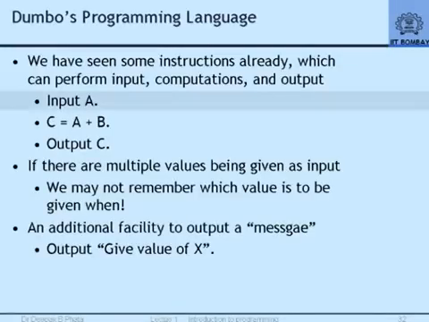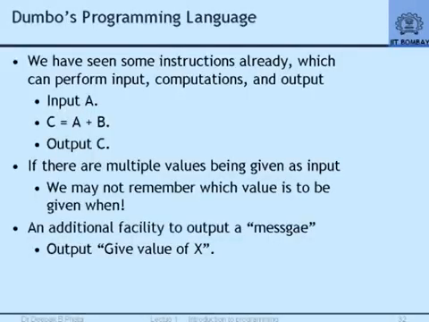But we will write it using the programming language that we have defined so far. What was it? Input A is one instruction. C is equal to A plus B is another type of instruction. Output C is third type of instruction. Of course, these three instructions don't make up a program. I'll have to input B also because there is another number.